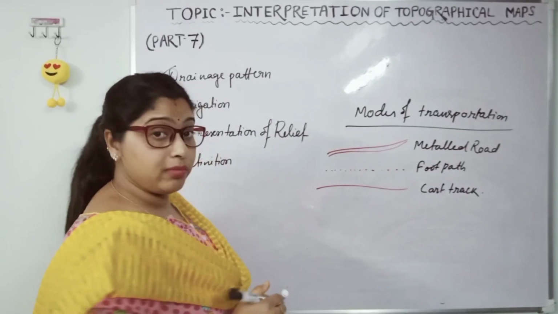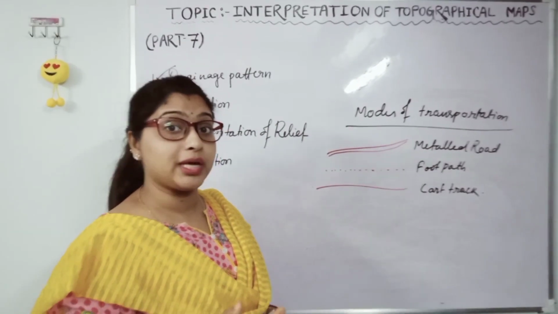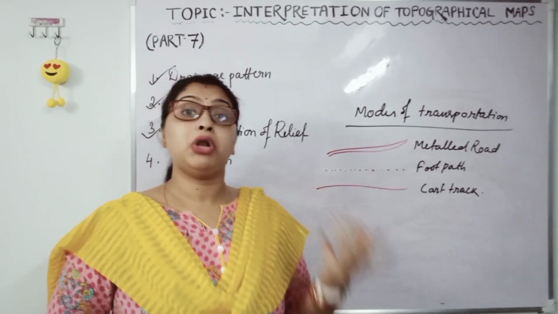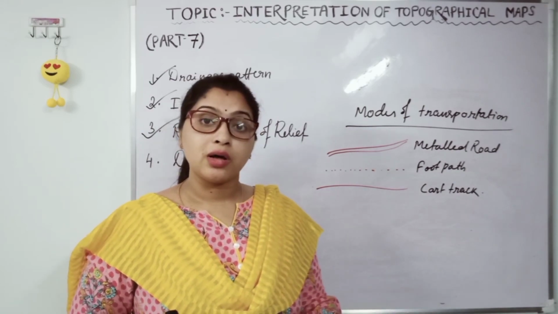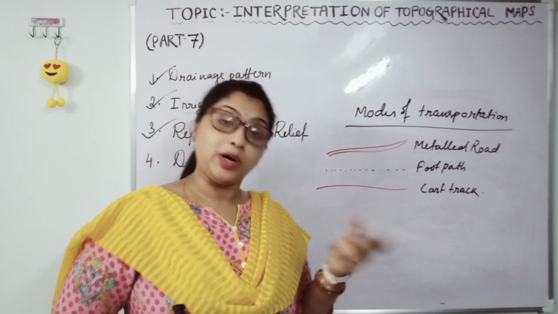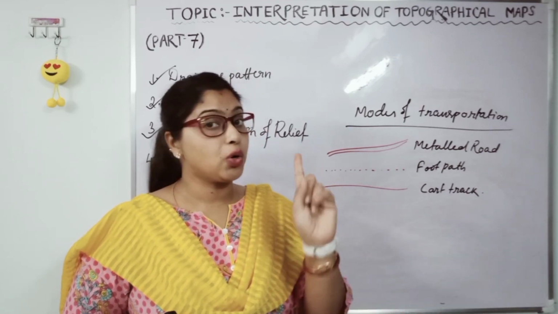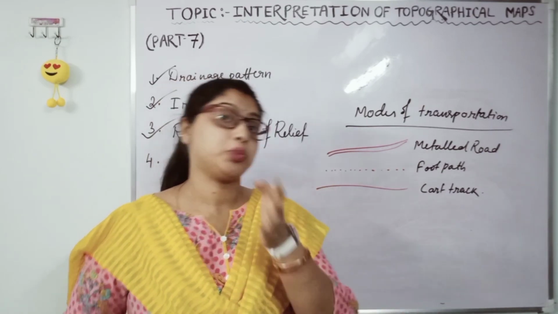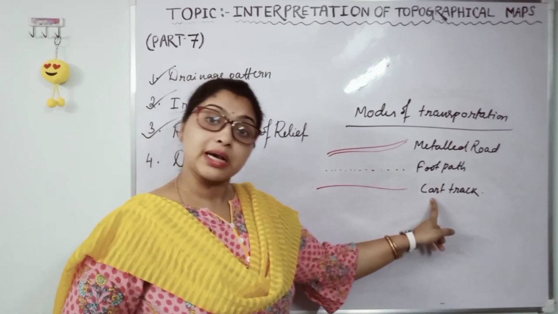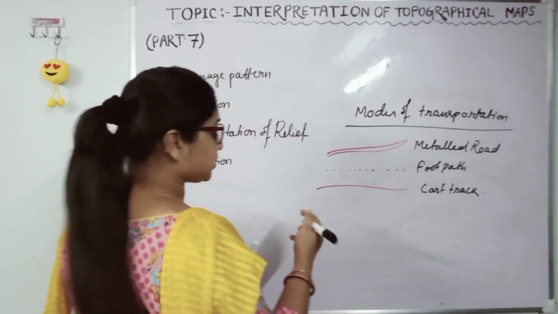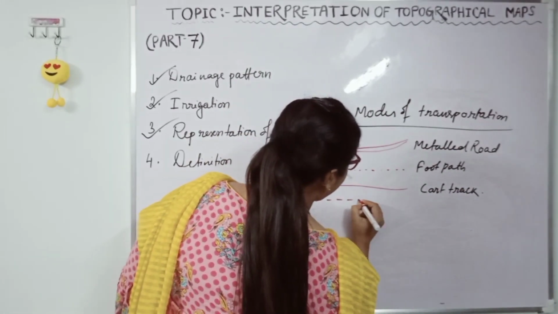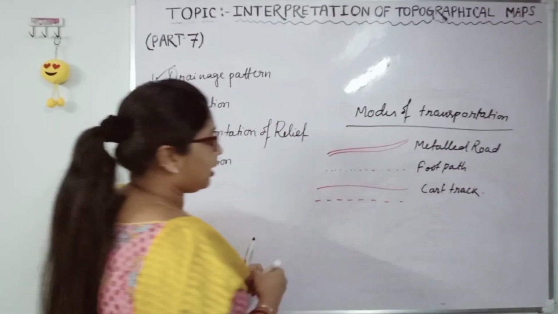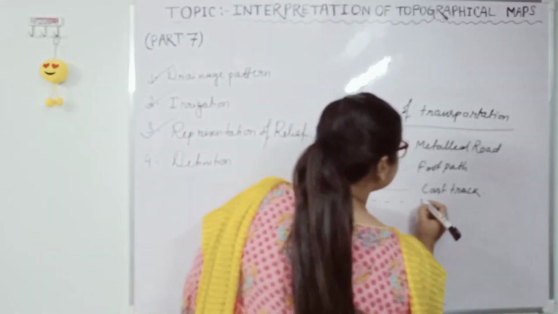Students, sometimes students become confused and in the exam they write bullock cart, horse cart, but have you gone to that area? Have you seen what kind of cart they are using? So don't try to write what kind of cart, only write cart track. Next, another dashed red line you will see, that is pack track.